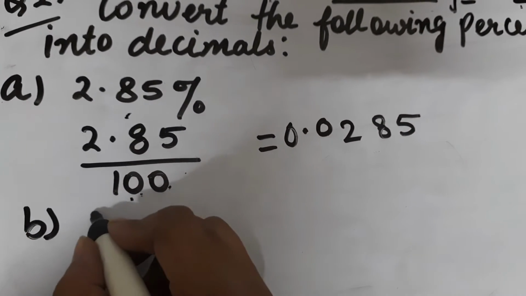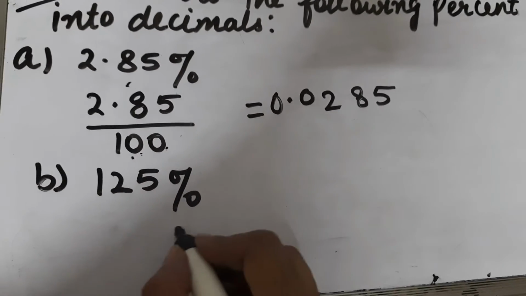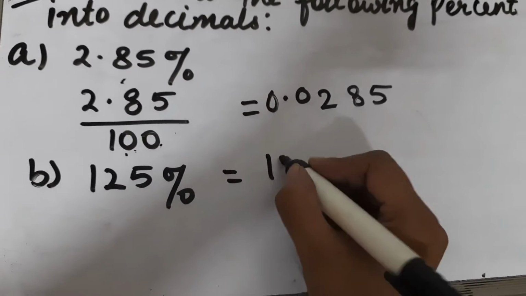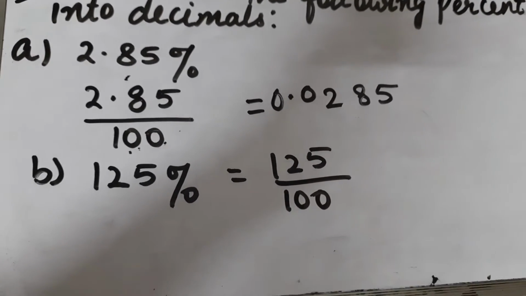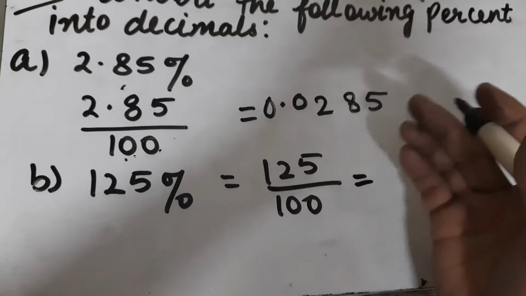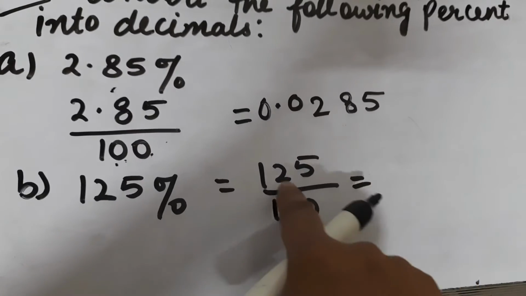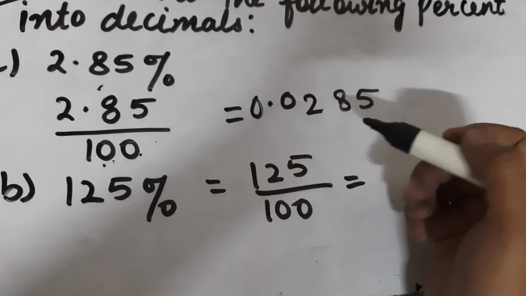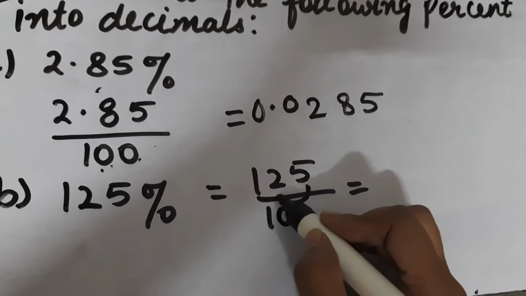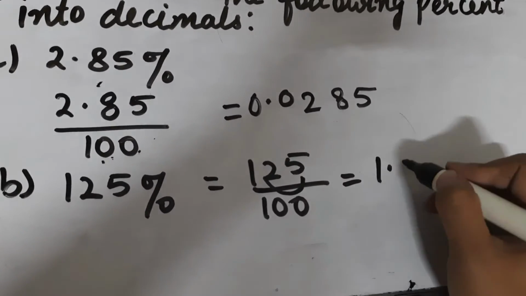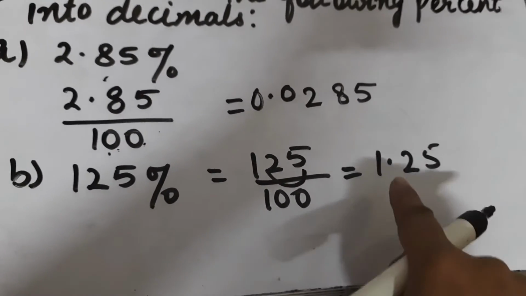Now come to B part. B part is 125%. We have to remove the percent sign and convert it into decimal. So 125% means 125, remove the percent and divide by 100. There are two zeros in the denominator, so the decimal point will come after 2 digits from the right. We shift the decimal point 2 places towards the left, so it will be 1.25. Leave 2 digits from the right and then place the decimal. This way we place the decimal.